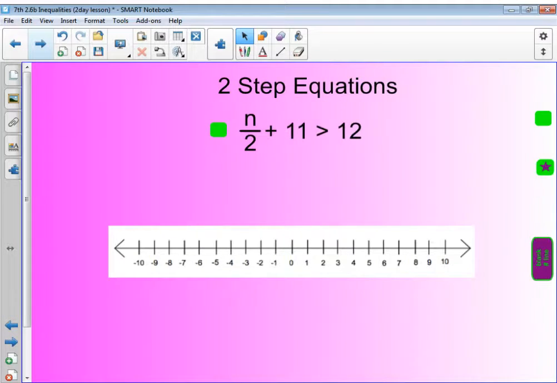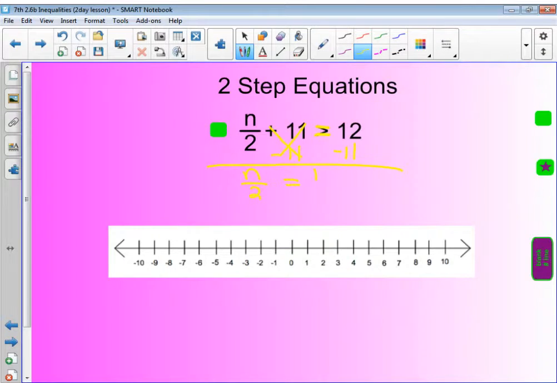When we work through these, sometimes it's easier to think of an equal sign here and do like we did in section six of this chapter and solve to get that n by itself. So right now I have plus 11. I'm going to say minus 11, minus 11. Now I have n divided by 2 equals 1, because 12 minus 11 is 1.